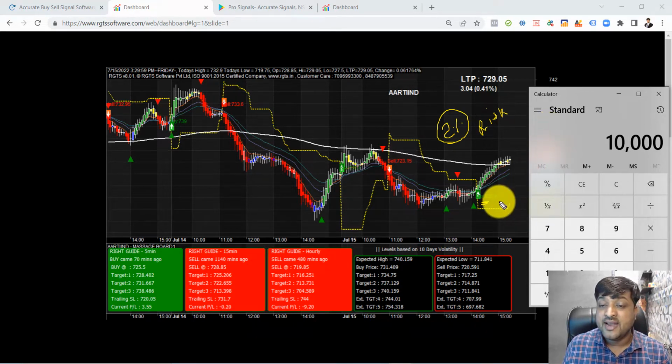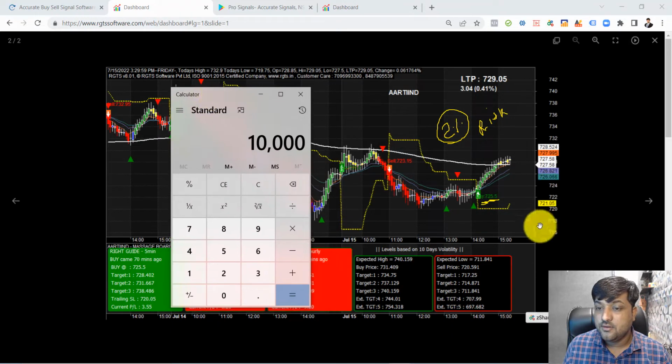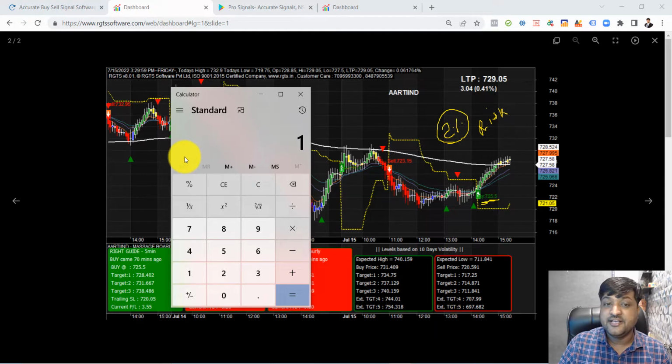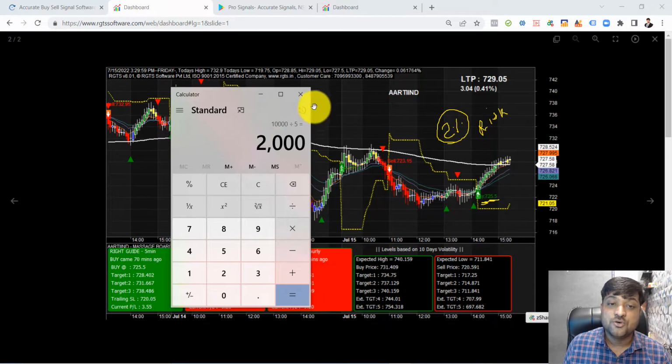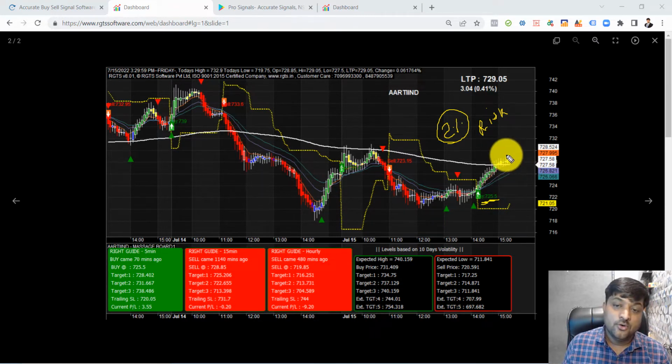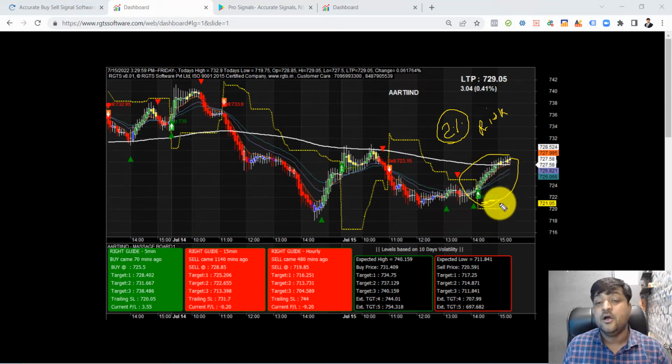Right now there is the RT industry chart displayed, the buy price is 725.50, and at that time the stop loss is around 720, meaning there is a 5-point stop loss. So 10,000 divided by 5 means 2000 quantity. So you have to take only the 2000 quantity here, not more than that.